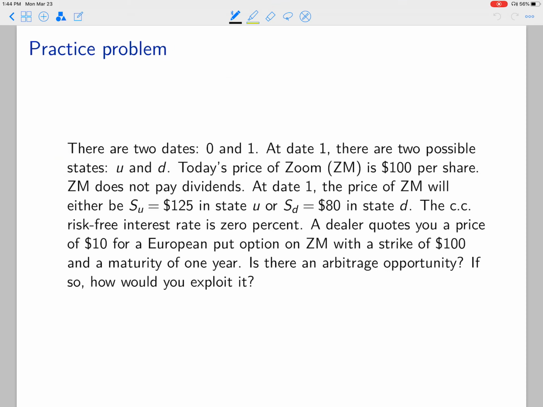Okay, so I'll let you look at this question for 1 second. It's basically the same exact setup as before, except now we're going to examine whether there's an arbitrage opportunity for a put, and we're going to ask whether we can exploit it. So I'll give you a second to read this, and then we'll work through it.